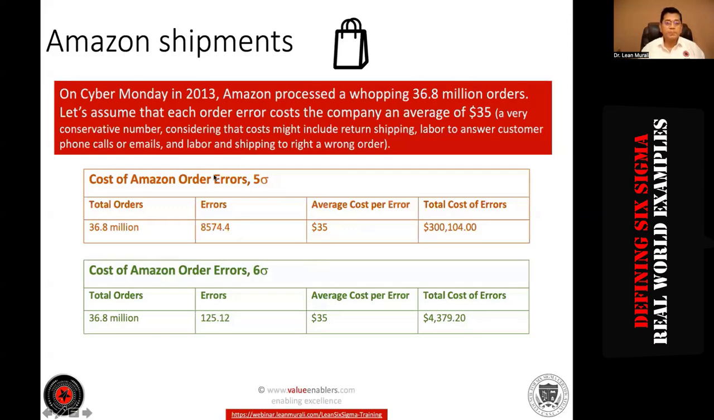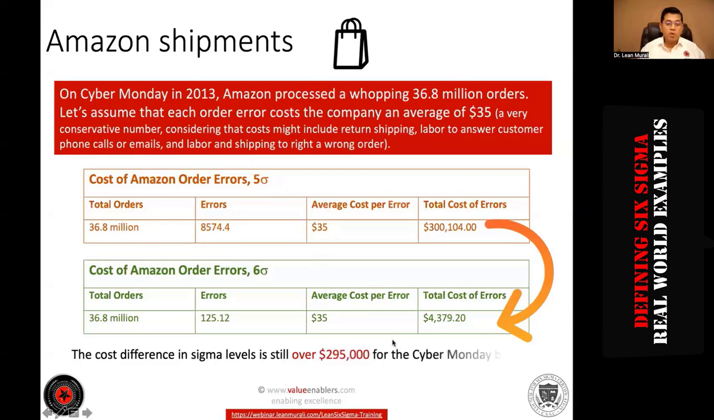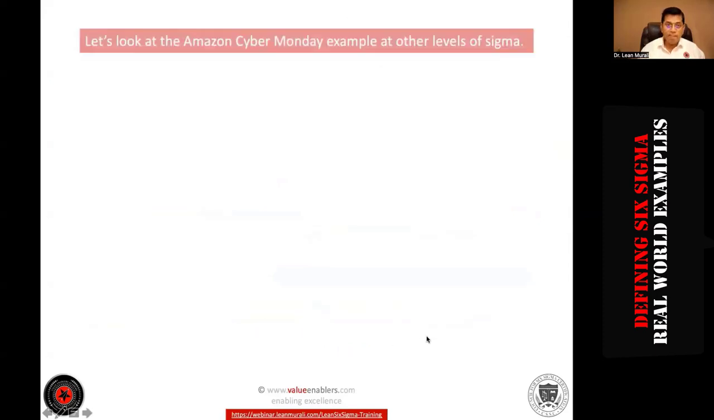Right? Awesome. And this is 300K to 4K. The cost difference at Six Sigma levels is still over 295K. Okay, there's a difference.